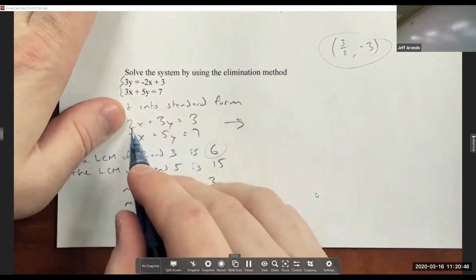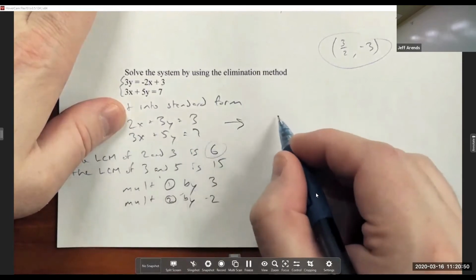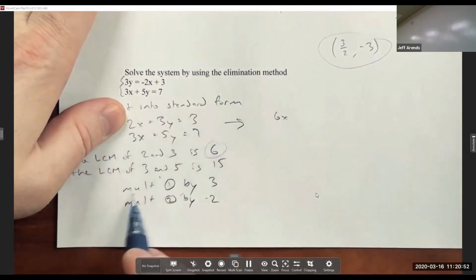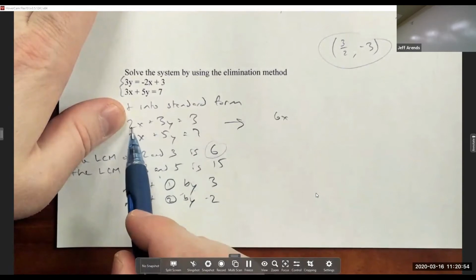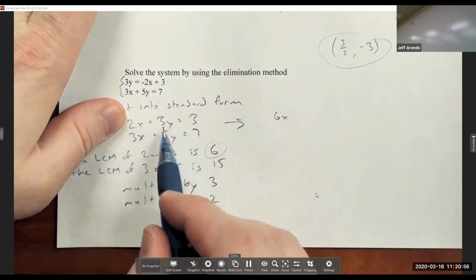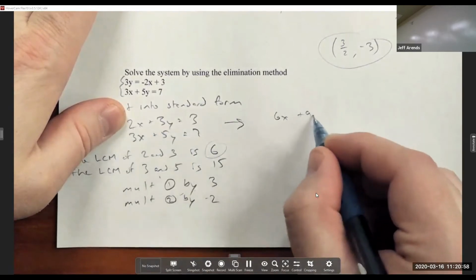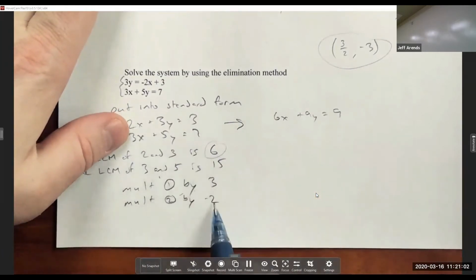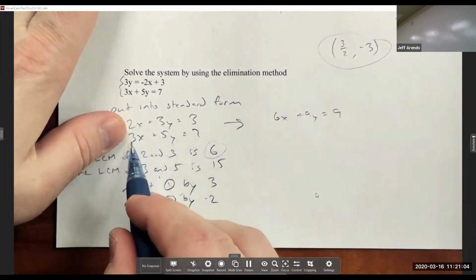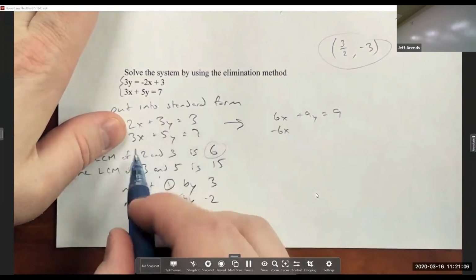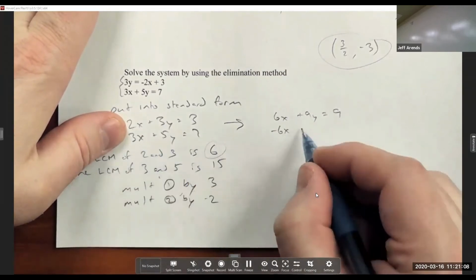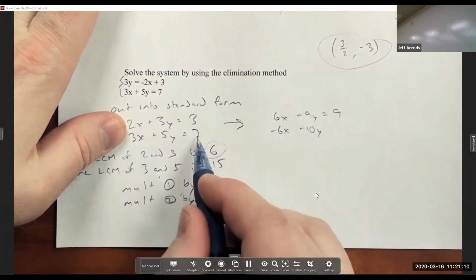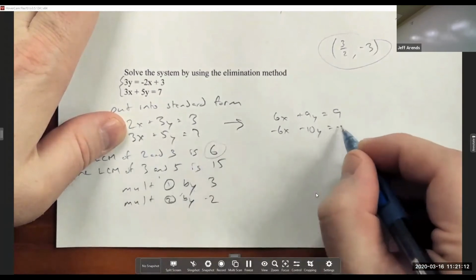So this changes this system of equations to 6x, because I'm multiplying through the first equation by 3. 3 times 2 is 6x. 3 times 3y is 9y. And 3 times 3 is 9. Multiplying through the second equation by negative 2: negative 2 times 3 is negative 6x. Negative 2 times 5y is negative 10y. And negative 2 times 7 is negative 14.